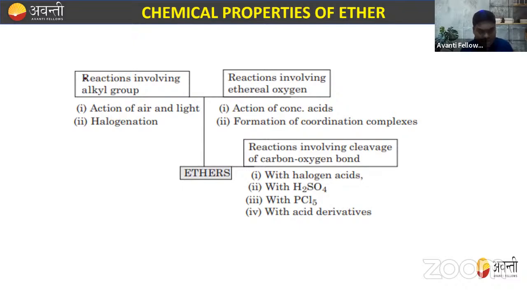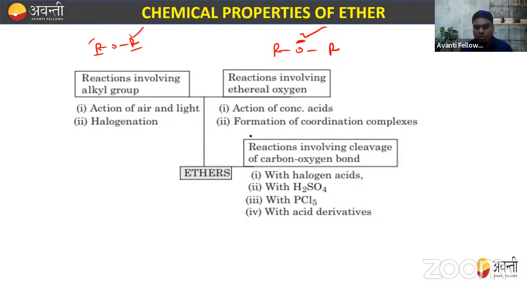One is reaction involving the alkyl group, in which this alkyl group is involved in the reaction, and the other is a reaction in which the oxygen comes into the picture, right? So we classify this reaction into two major types. On the alkyl group, reaction involving the alkyl group, we have two reactions, like action of air and light, and the second one is halogenation. And similarly, with reaction involving ethereal oxygen, we have two kinds of reaction as well. That is action of concentrated acid and the formation of coordination complexes, right? So these two are very important reactions.